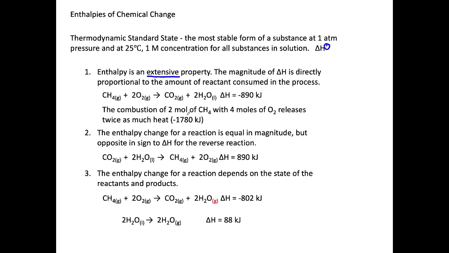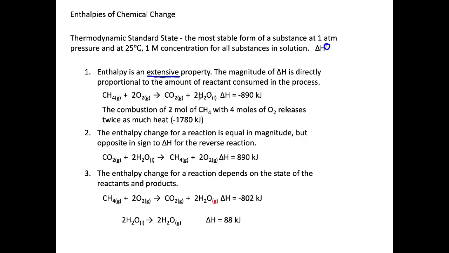Now, if we were to combust twice as much of that, so if I reacted 2 moles of methane, 4 moles of oxygen, it's going to release twice as much heat. And so I would get 1780 kilojoules of heat released. Right? And so the key thing is the amount of stuff that's reacting is going to affect the amount of enthalpy change you have. Another thing, the enthalpy change for a reaction is equal in magnitude, but it's opposite in sign to the delta H for the reverse reaction.